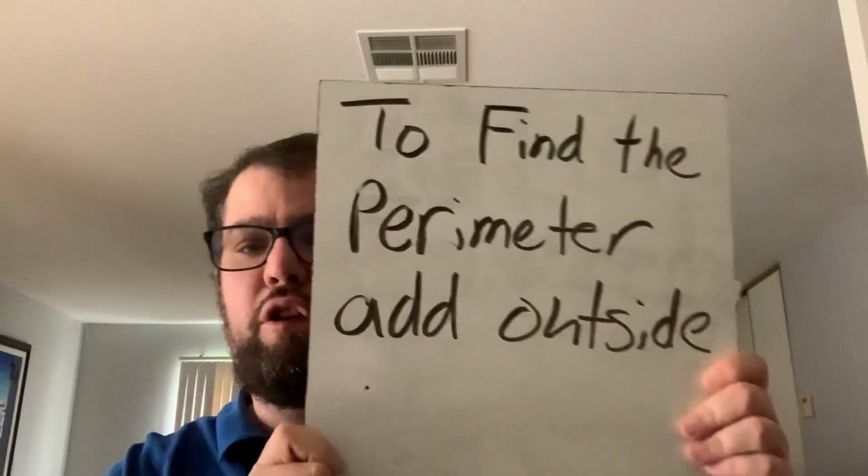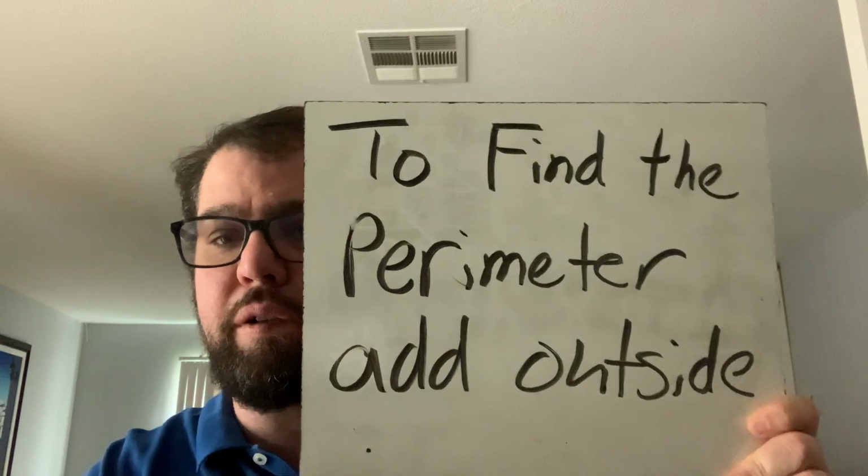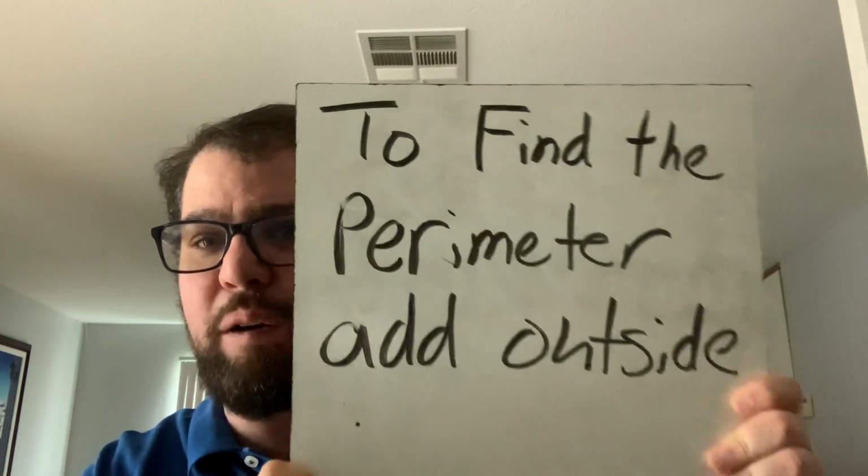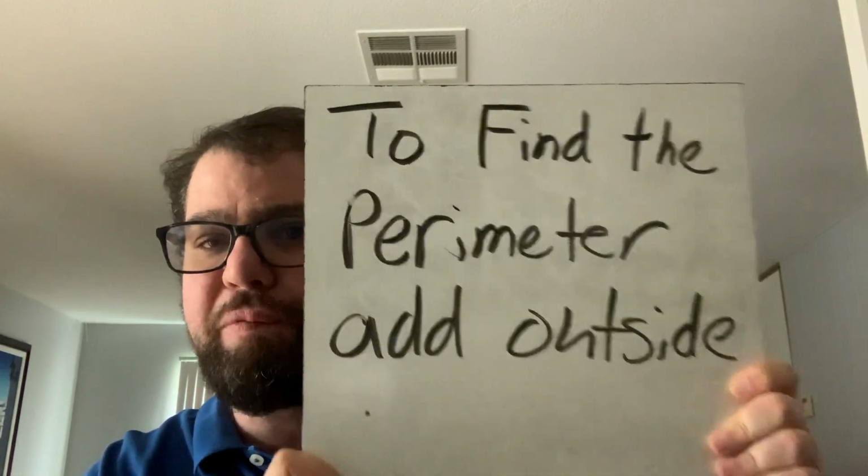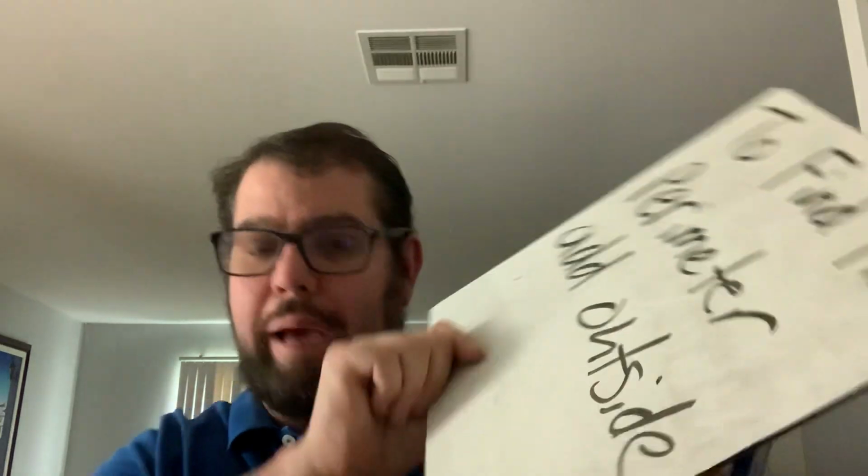Now, you're probably asking me, okay, I get it, Mr. Showman, I've done this before. I don't remember how to solve it. To find the perimeter, you add the outside. And I have some examples here.